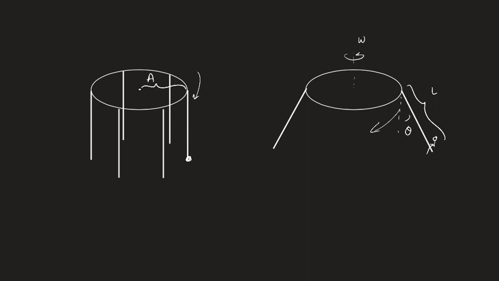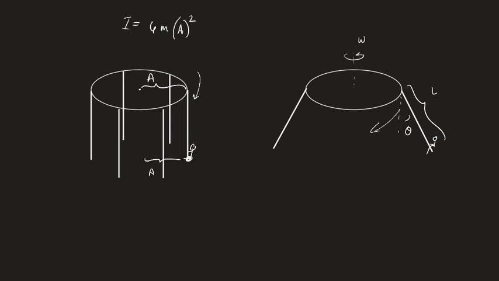If we assume that the person, before we start, is a point mass at the bottom of this ride, and their moment of inertia is based on how far away from the axis of rotation they are, then there are 6 people, each a distance a away from the axis. The moment of inertia of the system is 6ma squared.